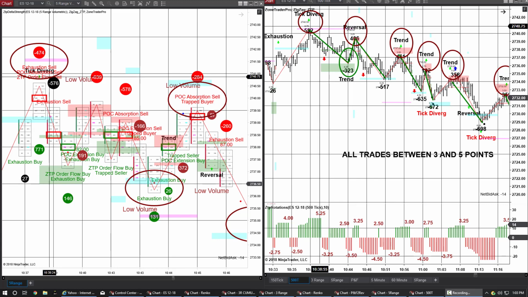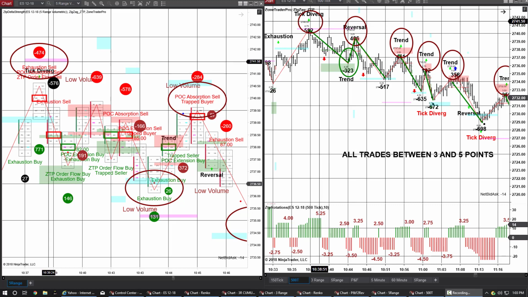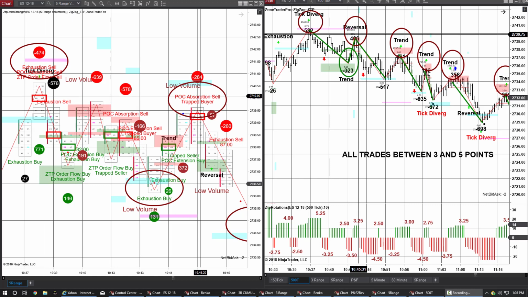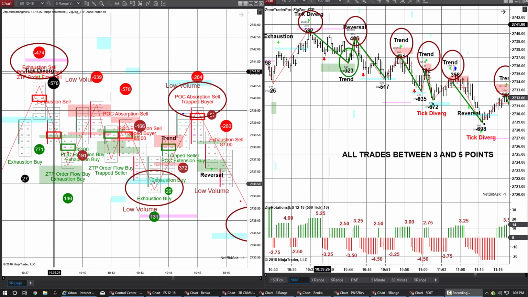The strongest of the signals is the point of control signal, which identifies where there's been either an absorption, as we have in this trade, or an extension or exhaustion, as we had in this trade. These trades are significant because they normally mark reversals in a market.